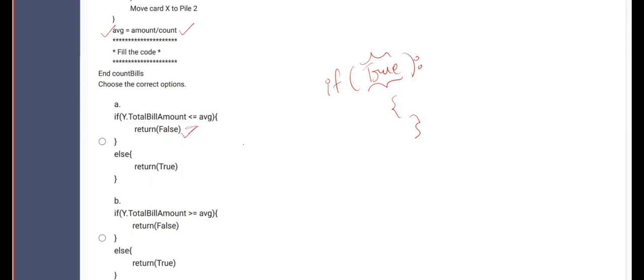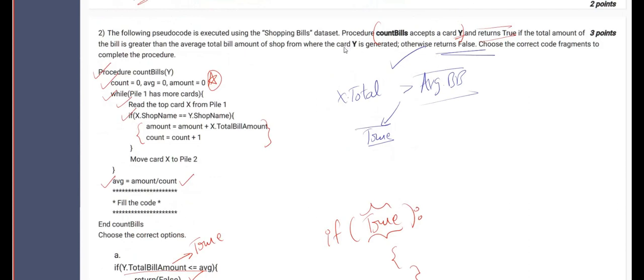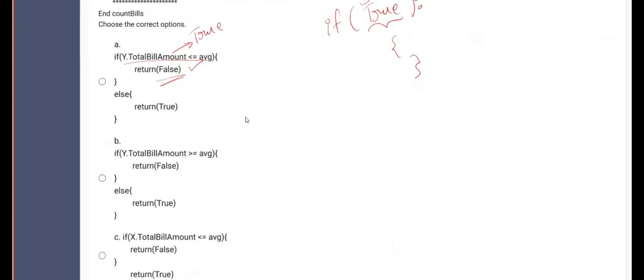Even though we are returning false, you should not observe this. We should observe what this is. We should observe only the conditional statement, not the result that we are returning. So, it returns true if the total bill is greater than the average total bill. Returns true if it is greater than.